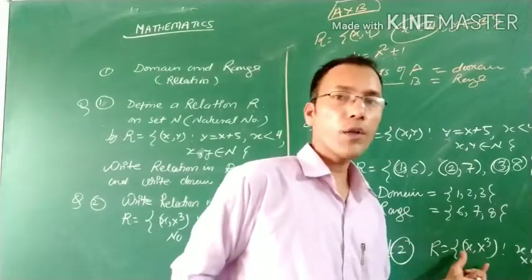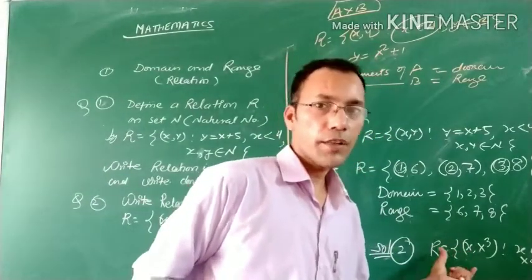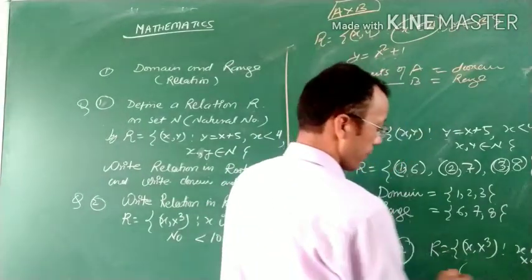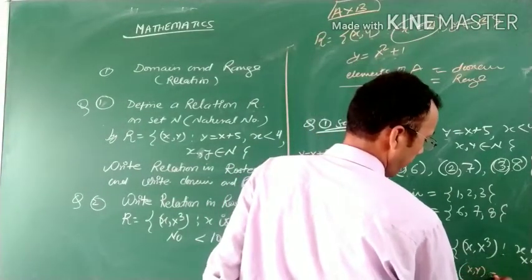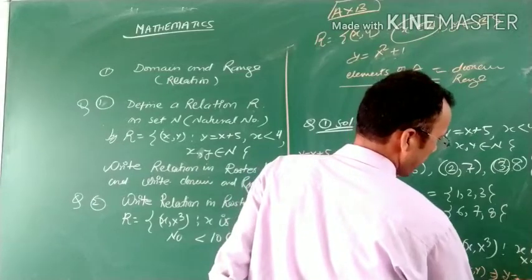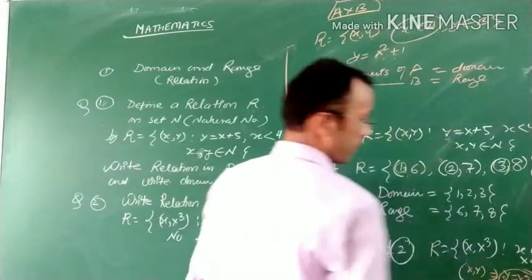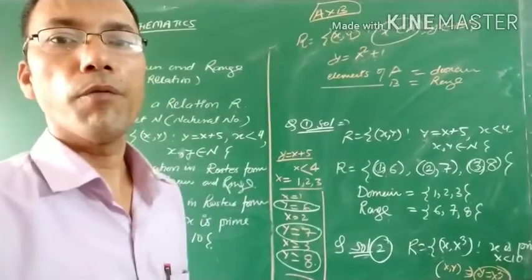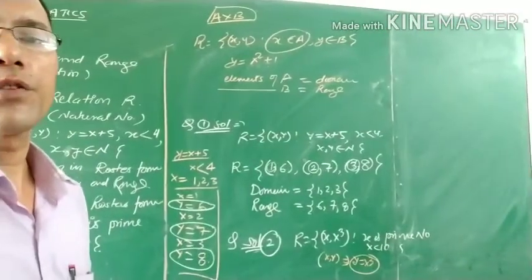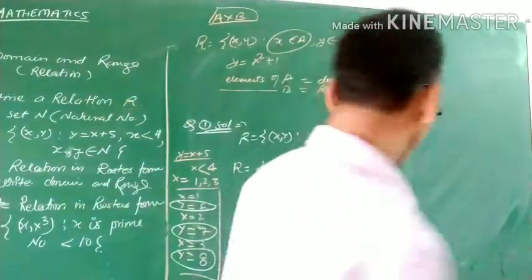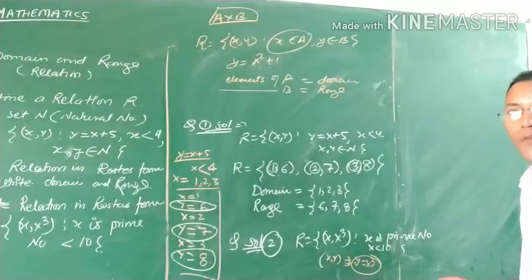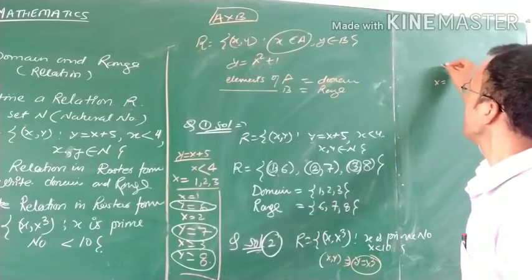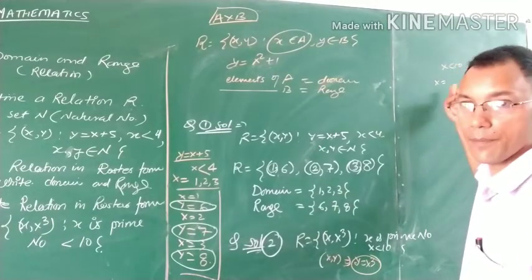What is y here? Just check this one. This is x comma y, and if you compare, here y is x cube. Basically, y is equal to x cube. It is not written in the question, but not a problem for us. This is y is equal to x cube, and x we can put, x is less than 10 and x is a prime number.